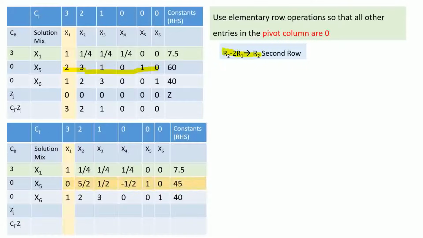Using this operation, we convert row 2 to make this value 0.